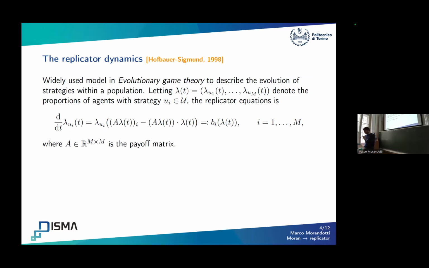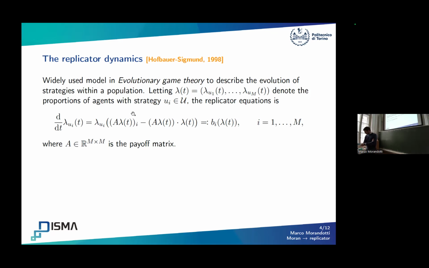Now, the replicator dynamics. Maybe I have only one slide, and it's this typical model which is described in evolutionary game theory books, for instance, the one by Hofbauer and Sigmund. It describes the change in time of the proportions of the strategies. Each lambda ui, each of those items in that vector, is the proportion of individuals having strategy ui at time t. Then you can collect all of them in a big vector lambda, and you want to study the evolution of that. So how does it work?